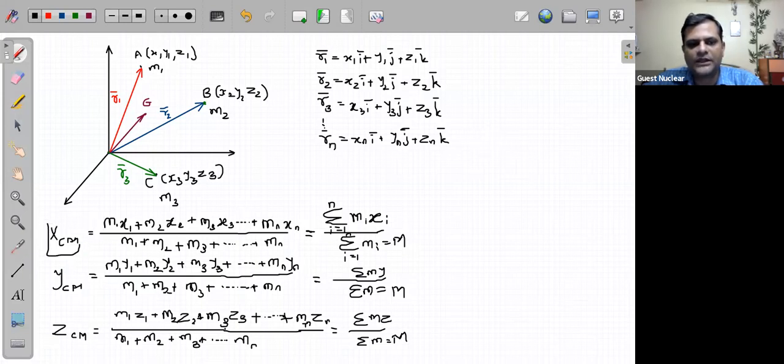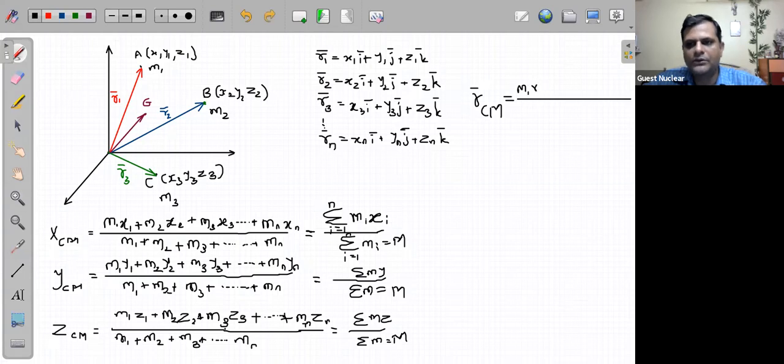The formula we used to find the x coordinate, y coordinate or z coordinate, a similar formula we can make for position vectors. So we can say in general that the position vector of the center of mass, that is RCM bar, is actually going to be equal to... so here, let us see what will come in the numerator. So it will be m1 into r1 bar.